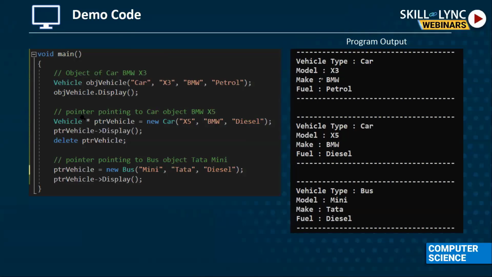Next, I am creating a different car object using a pointer. Here I used the new keyword. What it does is create an object in heap memory. There are different memories I told you about: one is stack and one is heap. So if we create an object using new, it creates the object in heap memory, and new returns the address of that object.